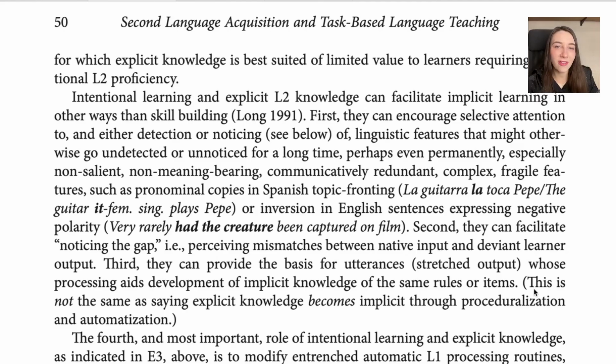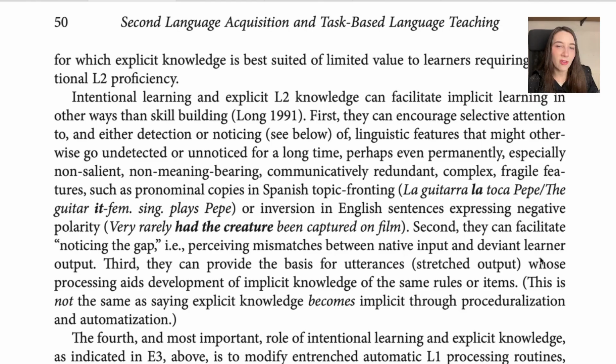So I'll continue reading. First, they can encourage selective attention to and either detection or noticing of linguistic features that might otherwise go undetected or unnoticed for a long time, perhaps even permanently, especially non-salient, non-meaning-bearing, communicatively redundant, complex, fragile features. And he gives an example. I'll continue reading. Second, they can facilitate noticing the gap, i.e. perceiving mismatches between native input and deviant learner output. Third, they can provide the basis for utterances, stretched output, whose processing aids development of implicit knowledge of the same rules or items.